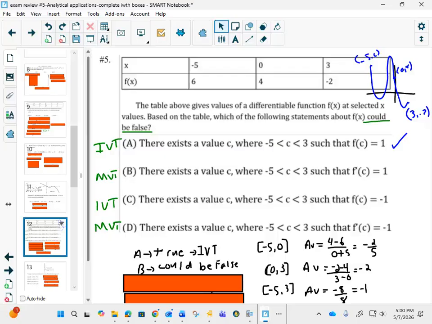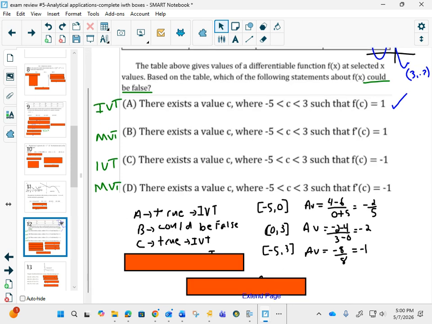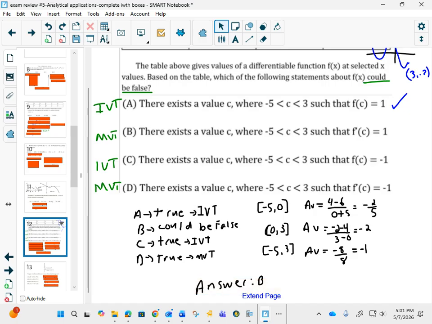Using the mean value theorem, those are the only slopes we can guarantee. It's possible that you could have other slopes, obviously. Look at what I drew. I basically have every slope possible. But those are the only ones that are guaranteed with the mean value theorem. So that's why B could be false. C is true with the intermediate value theorem, because negative 1 is still in that range from 6 to negative 2. And using the outside values, D has to be true with the mean value theorem. So, as we look at that question, we'd be fine.